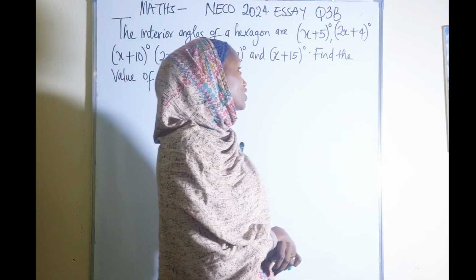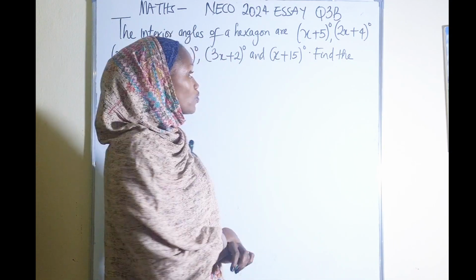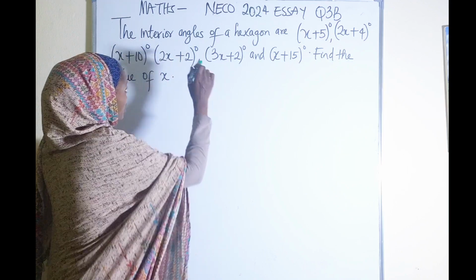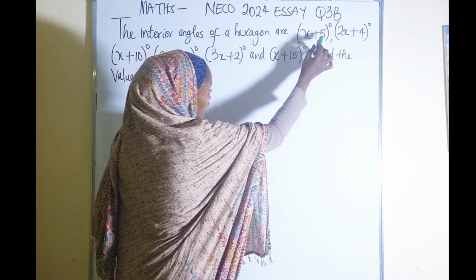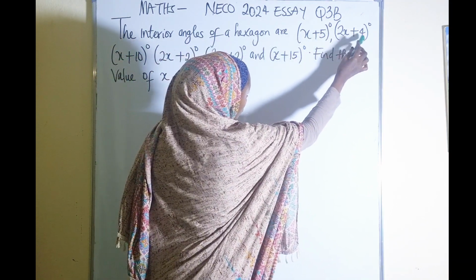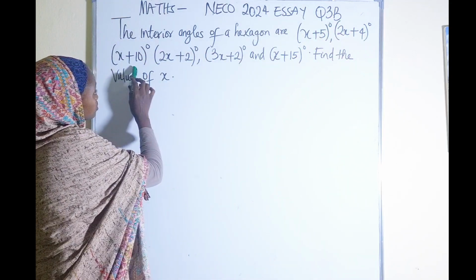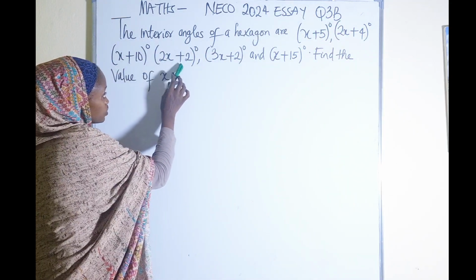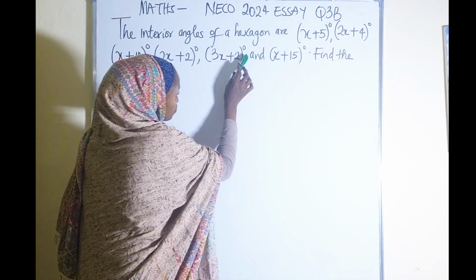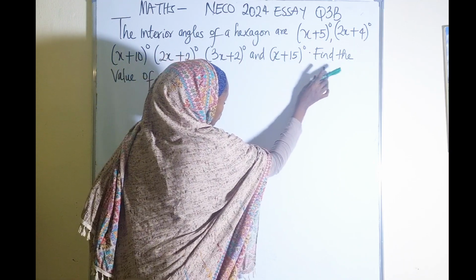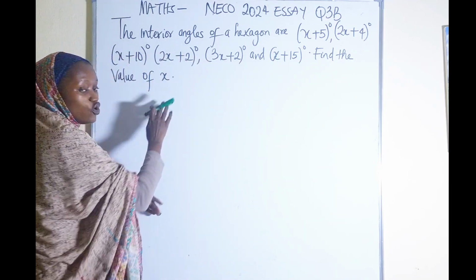Today we shall look at question 3B, which reads: the interior angles of a hexagon are x plus 5 degrees, 2x plus 4 degrees, x plus 10 degrees, 2x plus 2 degrees, 3x plus 2 degrees, and x plus 15 degrees. So we are required to find the value of x.